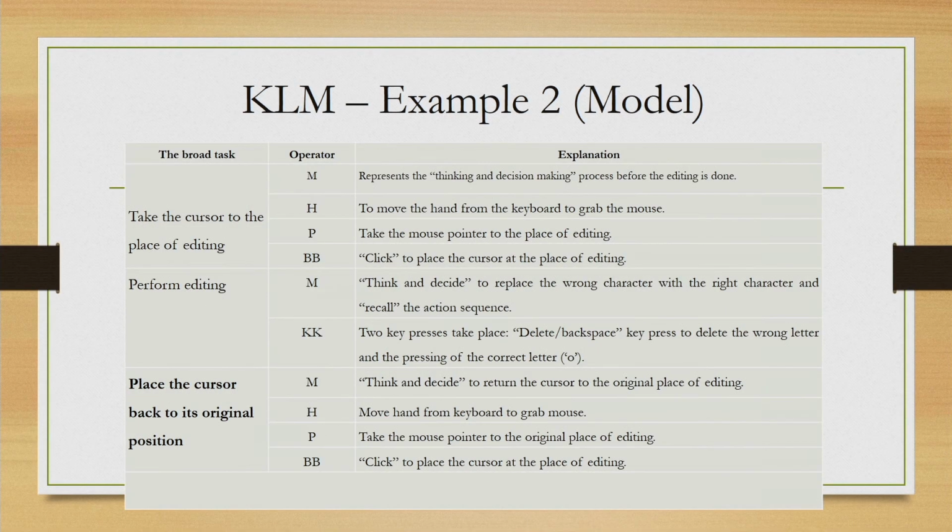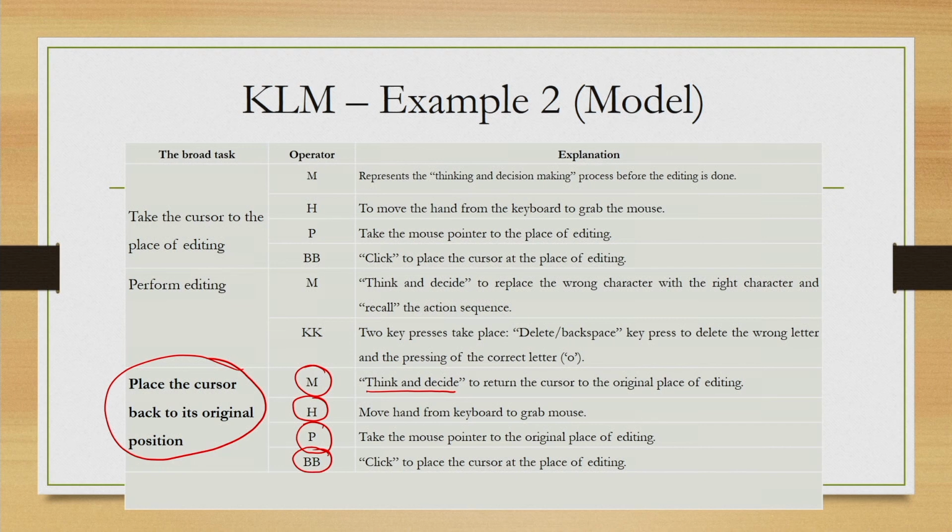Then comes the third and final task, that is placing the cursor back to its original position. So, here we need a think operation represented by an M, then homing operation represented by H, mouse pointing operation represented by P, and another click operation represented by BB.